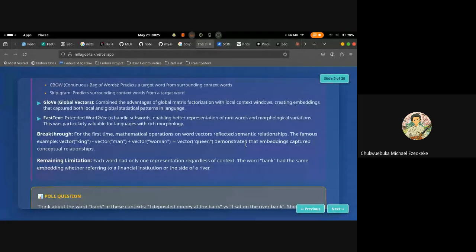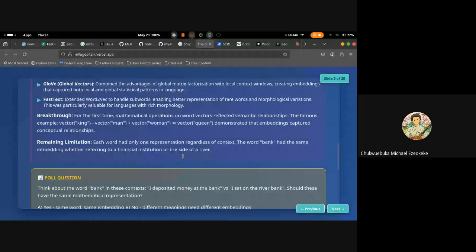For the first time, mathematical operations on vectors reflected semantic relationships. But there was still a limitation for second generation text embeddings. Each word had only one representation regardless of context. So the word bank would have the same embedding, whether it refers to a financial institution or the side of a river. So there were limitations to this second generation of text embedding models.